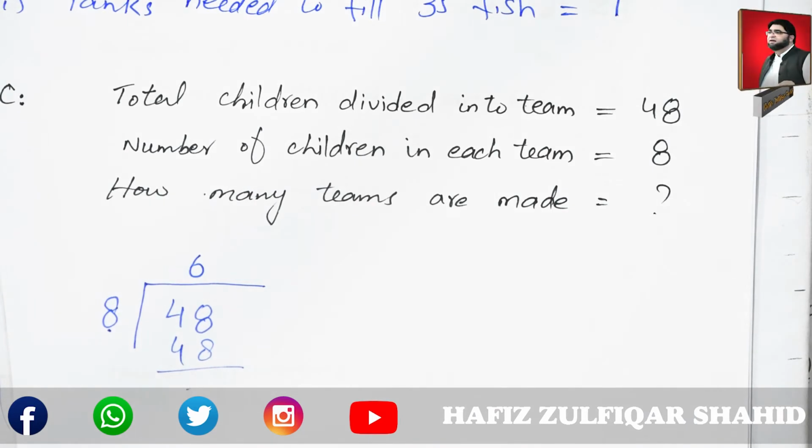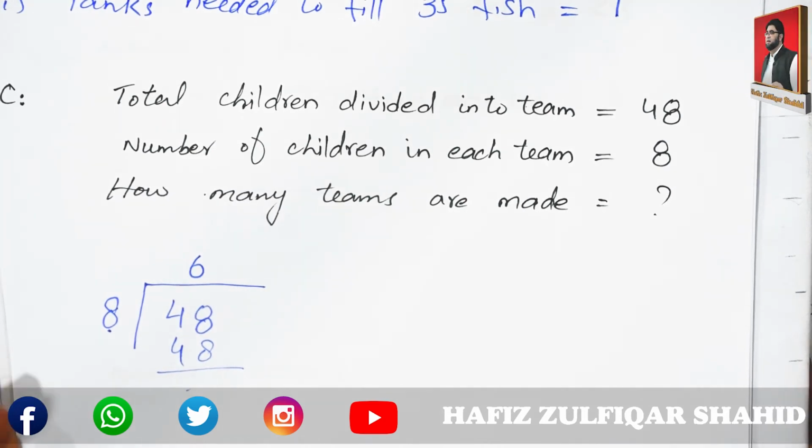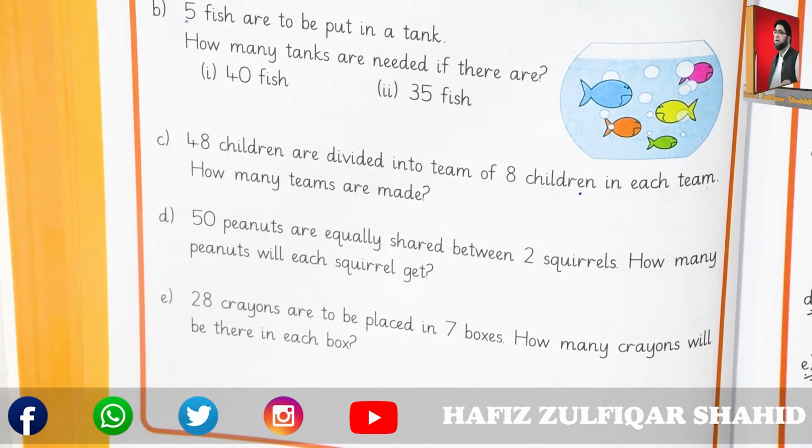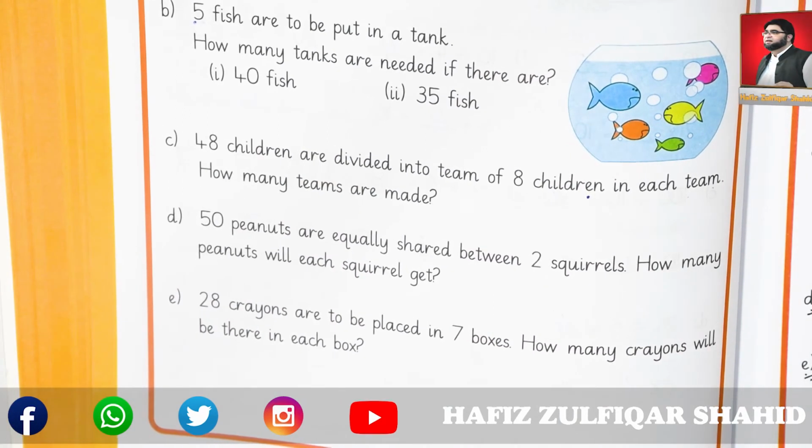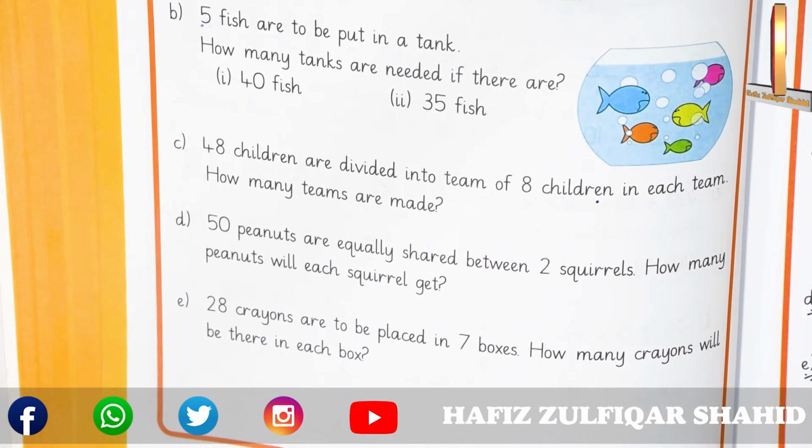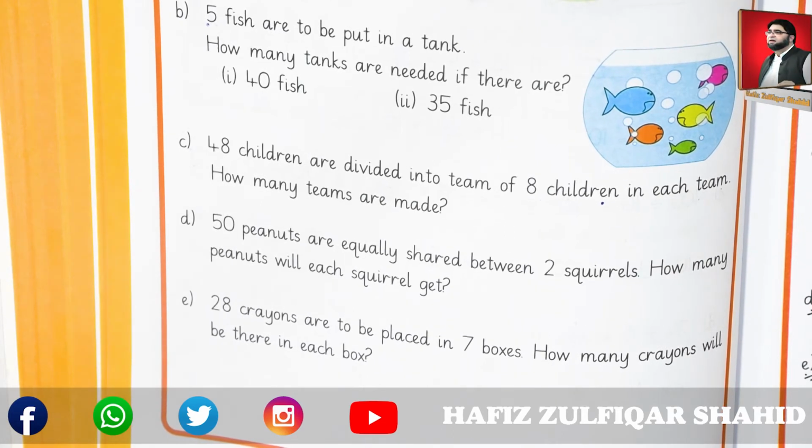If 48 children are divided into teams and we have to take 8 children in each team, we will build 6 teams. Let's check the next statement of the question, D.